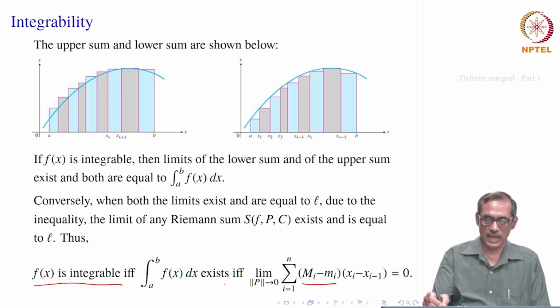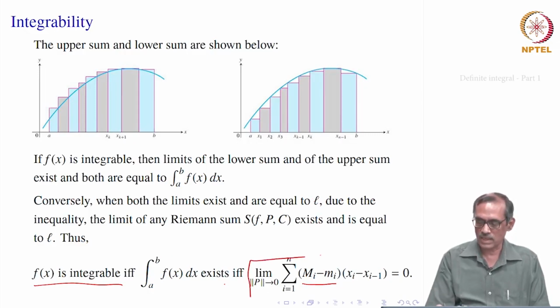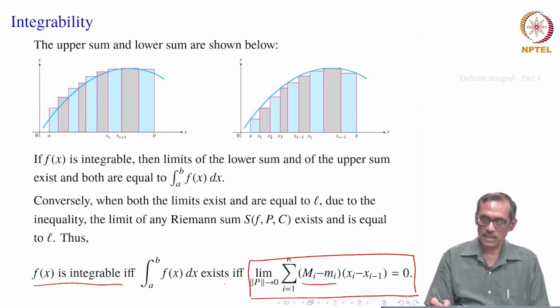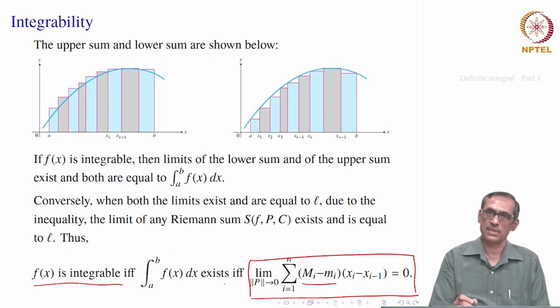So, without getting your L, what is exactly the value of the integral, we may say that this is the condition of integrability: the limit as norm p goes to 0 of the summation of capital M i minus small m i times x i minus 1, that in the limit should be equal to 0. That gives the condition of integrability. Sometimes if we are not able to compute the integral correctly, we can at least show by using this method that the function is integrable.